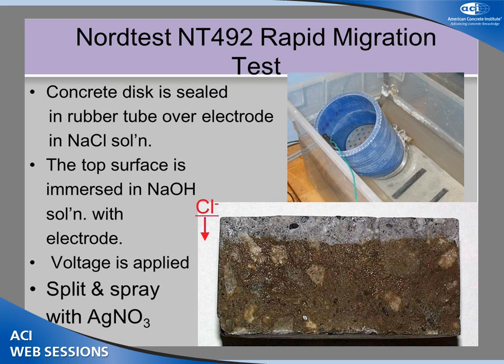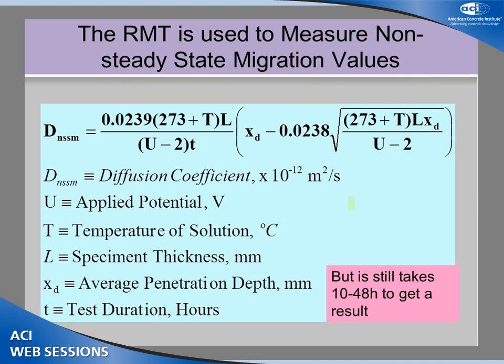That's why you see that white designation or delineation there. And silver nitrate, on exposure to light, turns brown. It's black and white photography on concrete. And so you get a visual impression of that depth of chloride ingress.